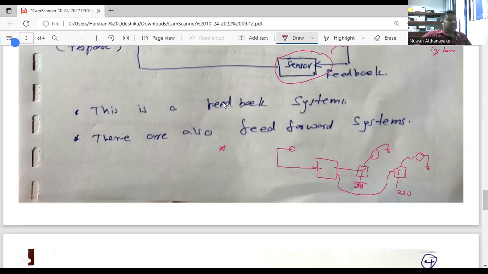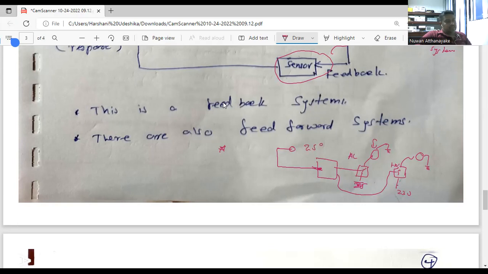If you measure the value, you can turn on the heater or the air conditioner according to the temperature. This is the air conditioner and this is the heater. For example, if you want to keep the temperature at 25, if it is higher than 25, you can turn on the AC. If it is lower than 25, you can turn on the heater. Likewise, you are measuring the output of the system and you are going to change the output again, so you have to change your control action. So that is a feedback system.